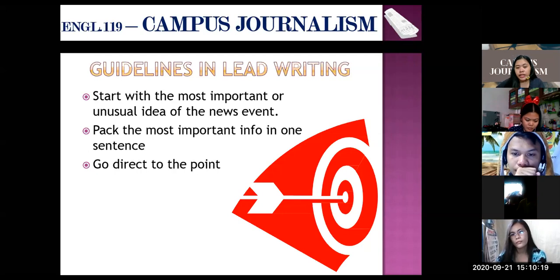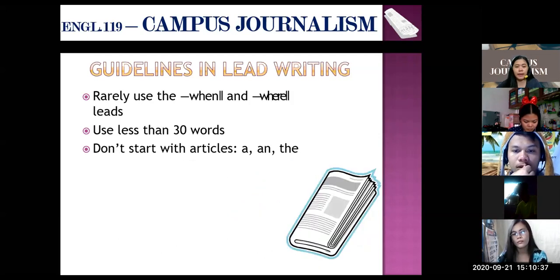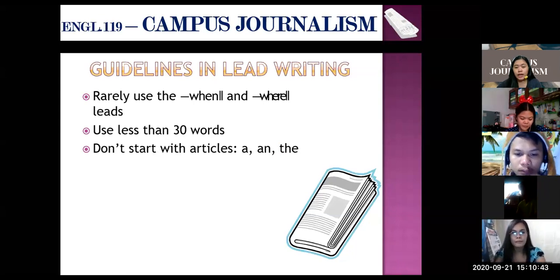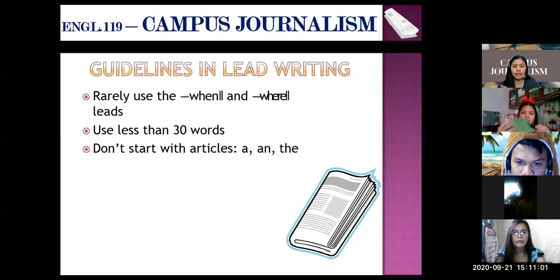Then pack the most important info in one sentence. Only one sentence, not one paragraph if you can. Okay, because not necessarily you have to write the 5 W's and 1 H in your lead. And go directly to the point. Do not say once upon a time in a faraway land there lived a cho-cho, like that. Okay? Then rarely use the when and where leads. For example, on August 15, 2020, blah, blah, blah. Okay? At Sabaylit Street, Iligan City. Those are rarely used kinds of leads.